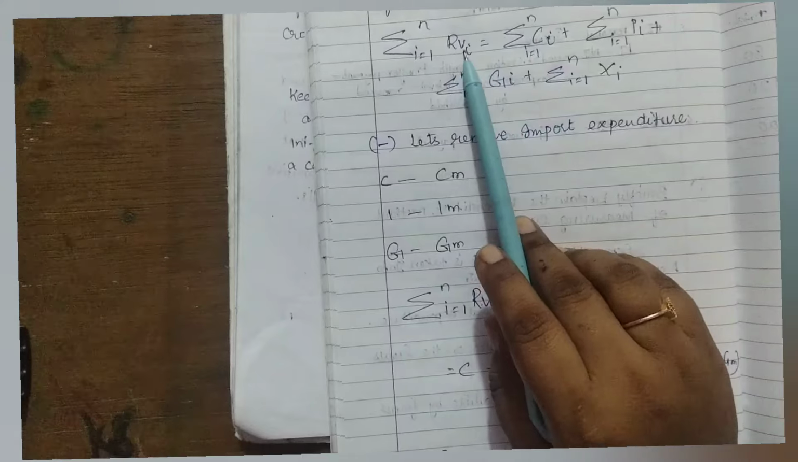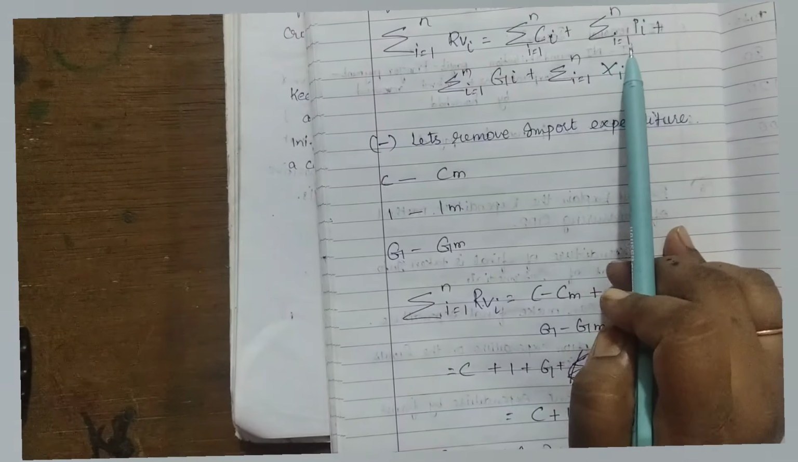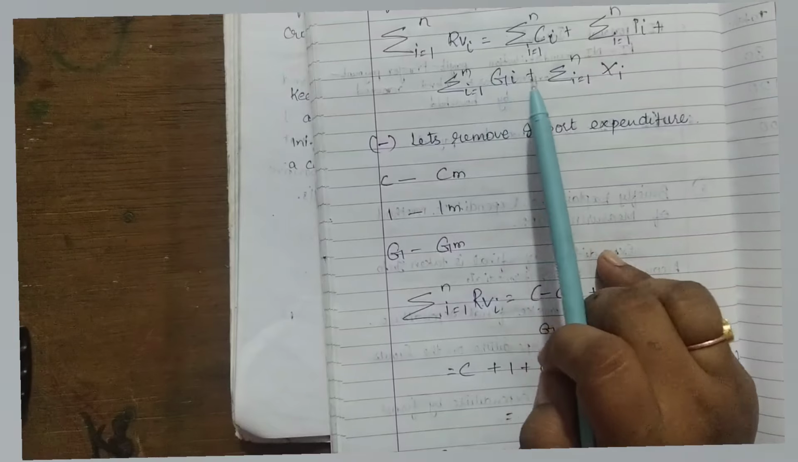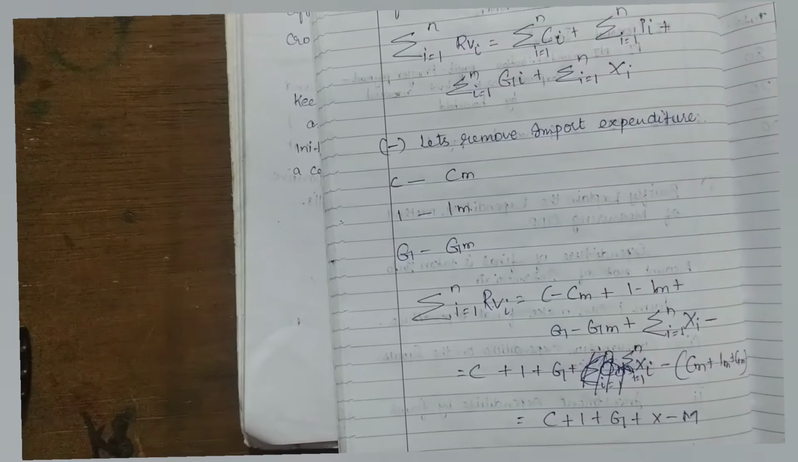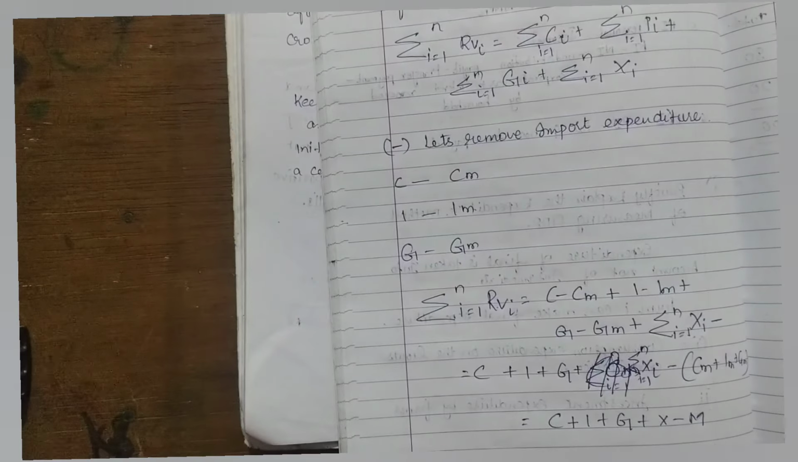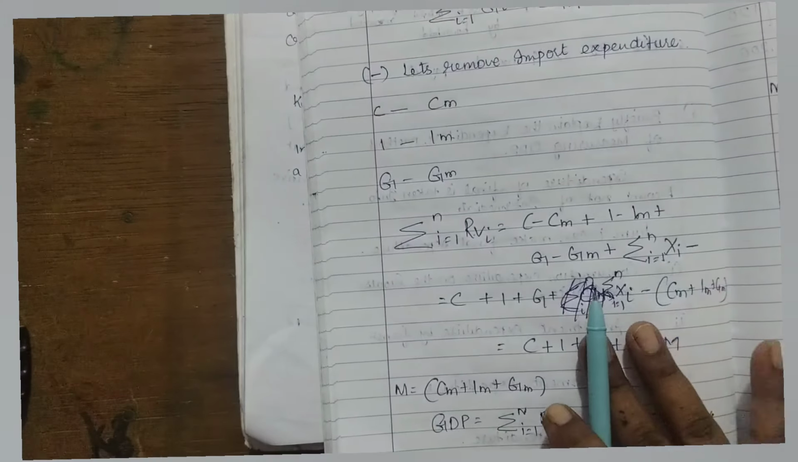So that is why we are taking RVI is equal to sigma i = 1 to n CI plus sigma i = 1 to n II plus sigma i = 1 to n GI plus sigma i = 1 to n XI. So this is the total expenditure of all the firms available in our country. In this we have to remove import expenditure because that money does not flow in our country, it flows outside.